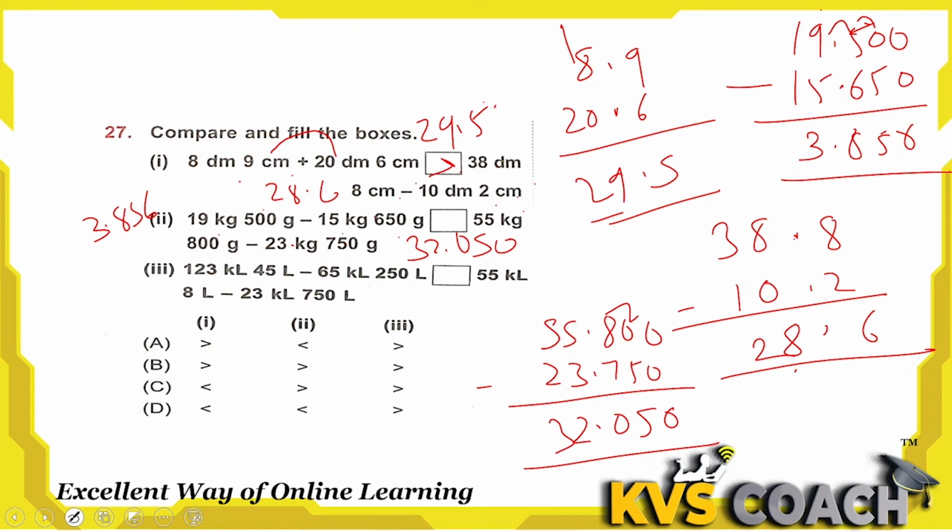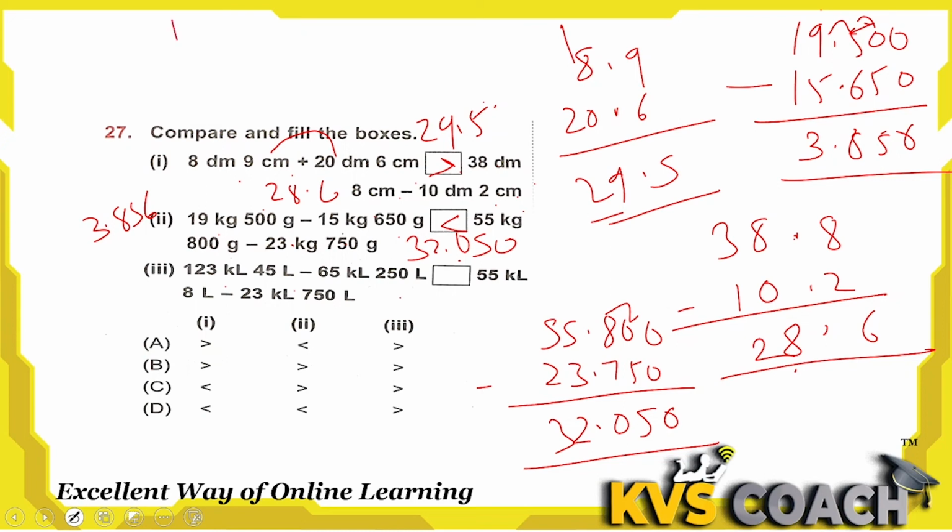32.050. So which one is greater, 3.836 or 32.050? Then it will be this one that is greater. Okay, so what we will do, we will put the sign here. Okay, third, 23 kiloliter and 45 liter minus this.